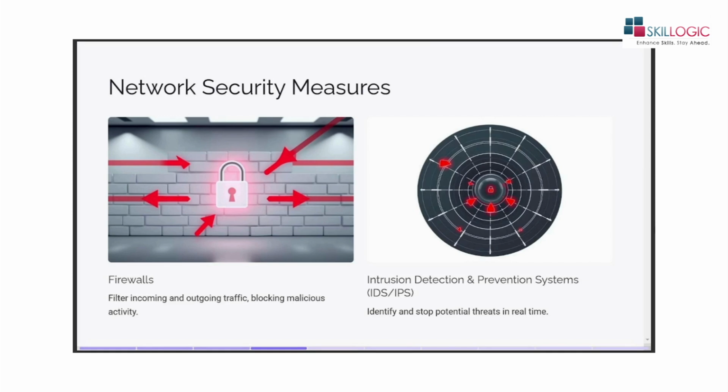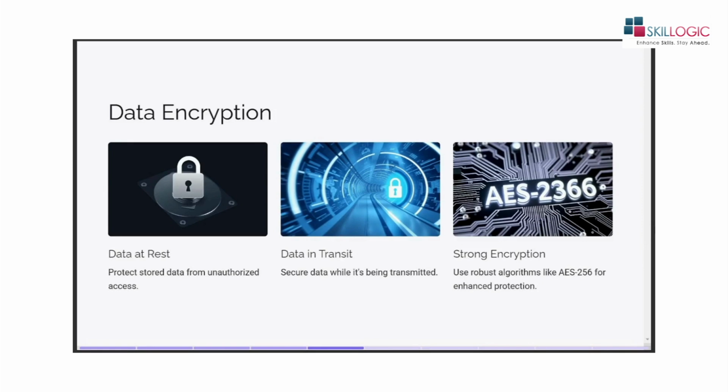Then we can enable intrusion detection and prevention systems, IDS and IPS, right, to identify and stop potential threats in real time. If IDS finds any potential malicious attack going on in our network, it will create an alert. And if IPS is also enabled, it will prevent any malicious attack going on in our network. Then we have data encryption.